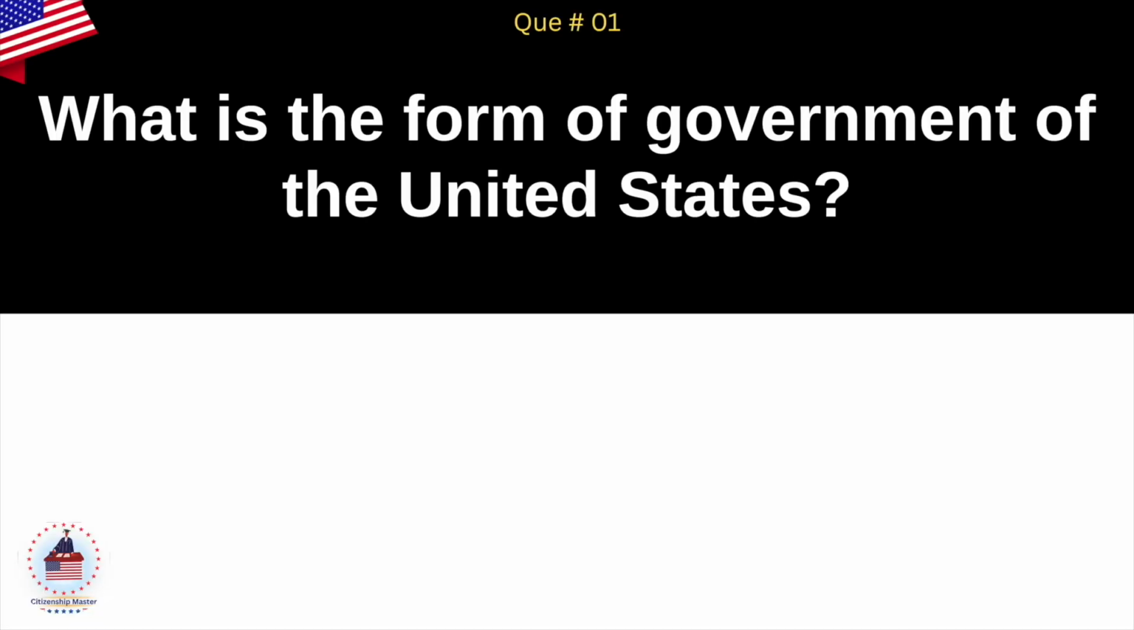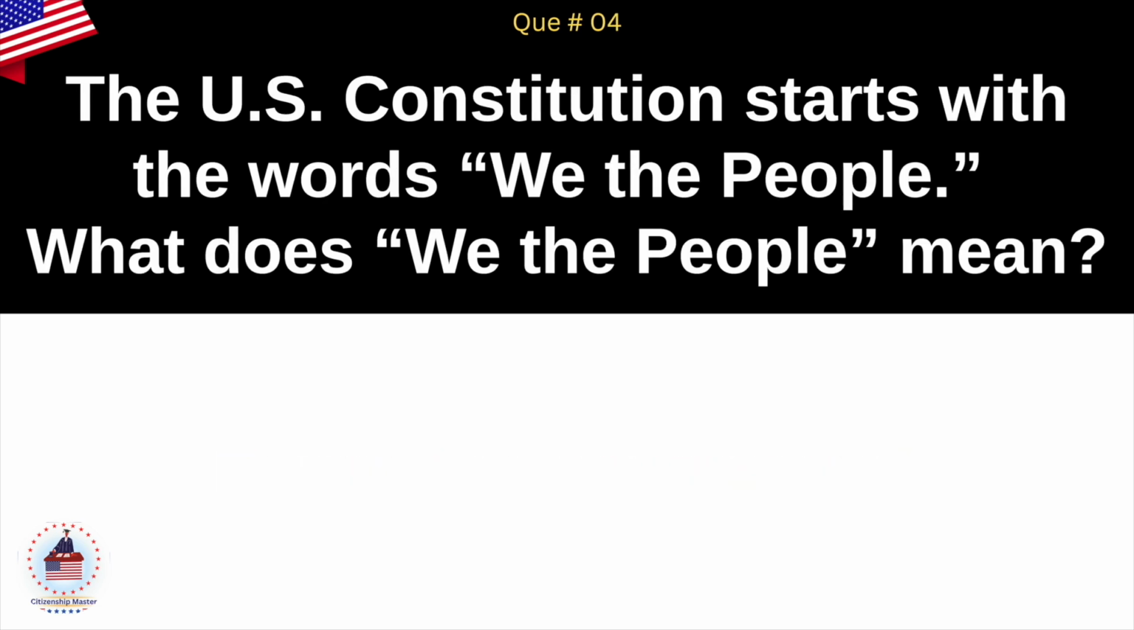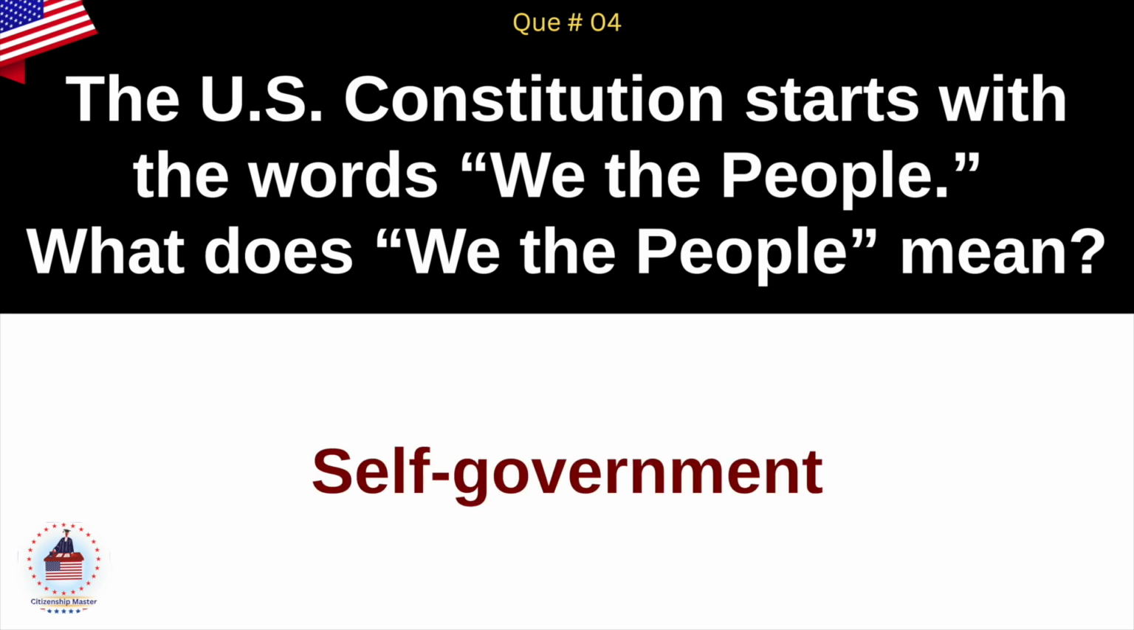What is the form of government of the United States? Republic. The U.S. Constitution starts with the words, "We the people." What does "we the people" mean? Self-government.